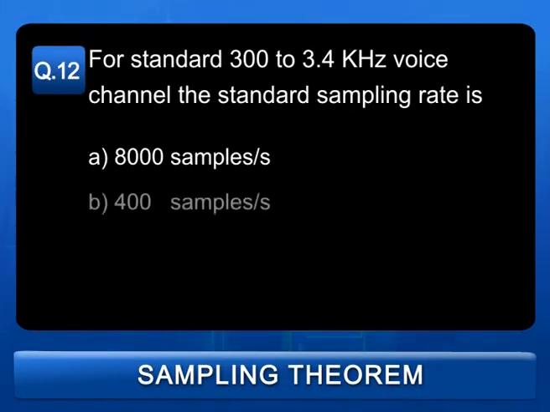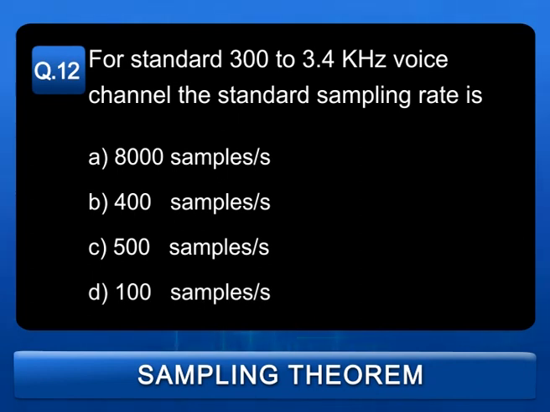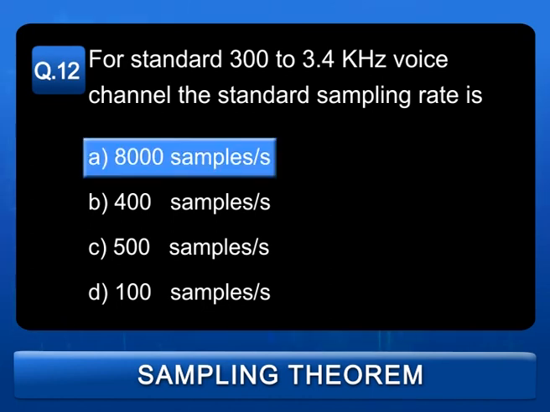Let us see the 12th question. For a standard 300 to 3.4 kilohertz voice channel, the standard sampling rate is A. 8000 samples per second, B. 400 samples per second, C. 500 samples per second, D. 100 samples per second. So, the answer is A. 8000 samples per second.